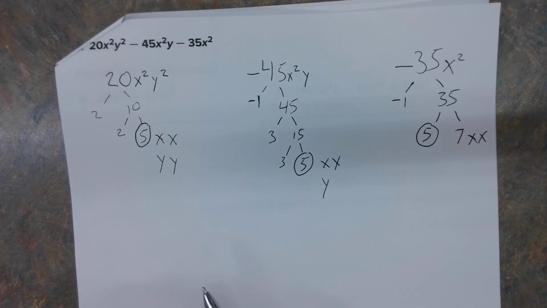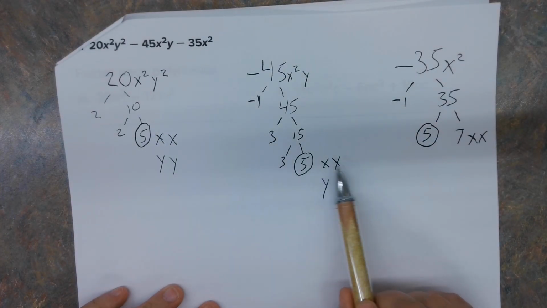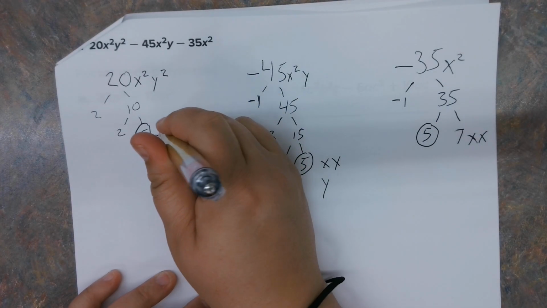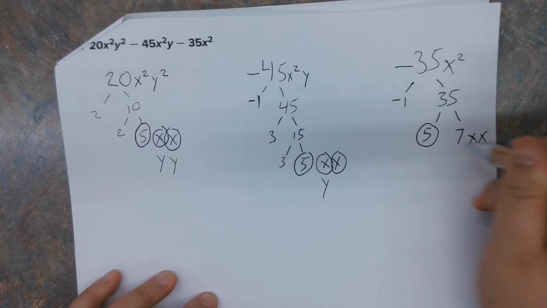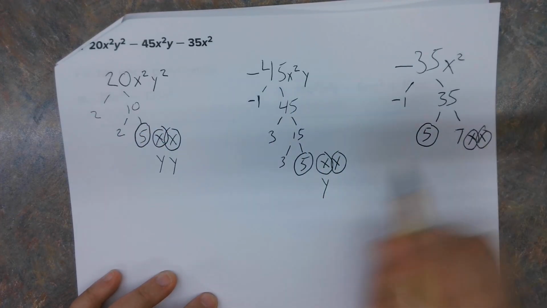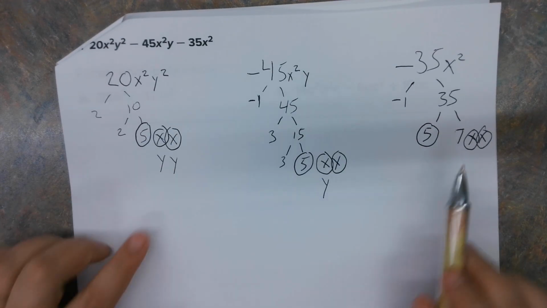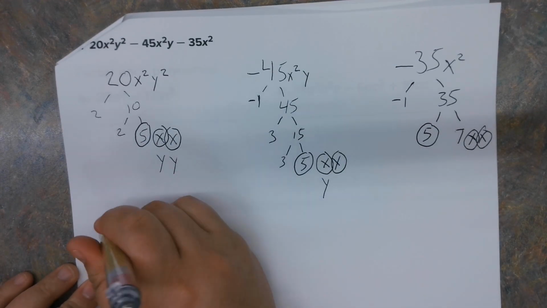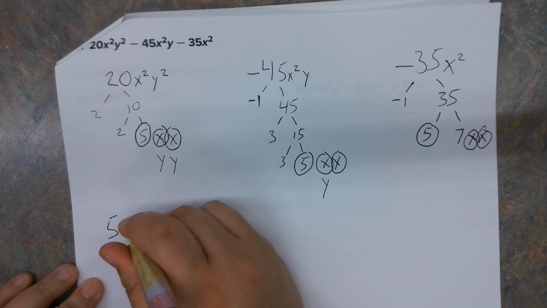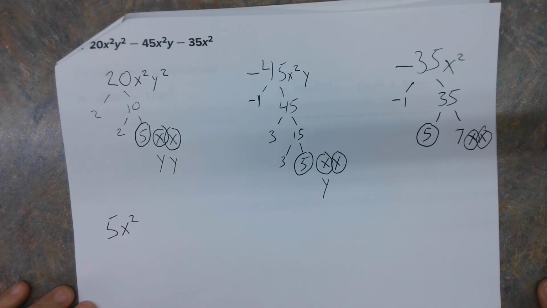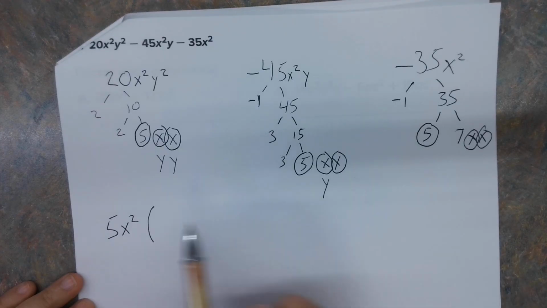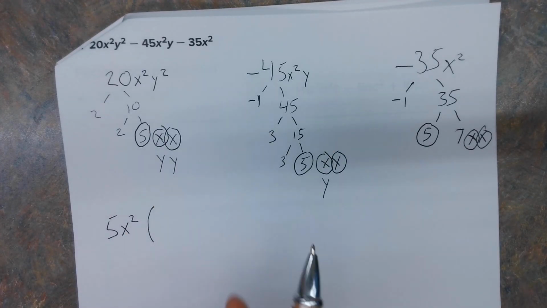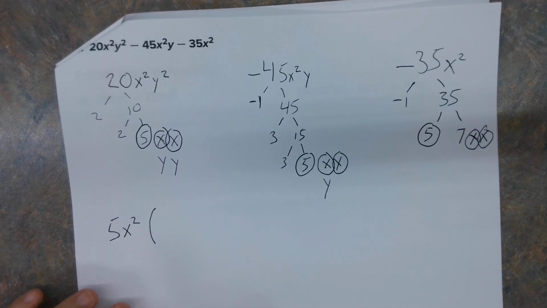Let's look at my variables. I have 2 x's, 2 x's, 2 x's. So both x's are common. I have y's in these ones, but no y there. So 5x squared. That is my greatest common factor. That's on the outside. And now whatever's left gets multiplied back together to go on the inside.